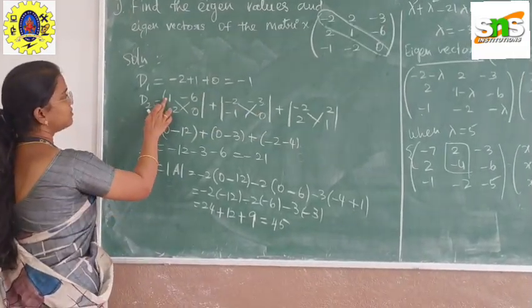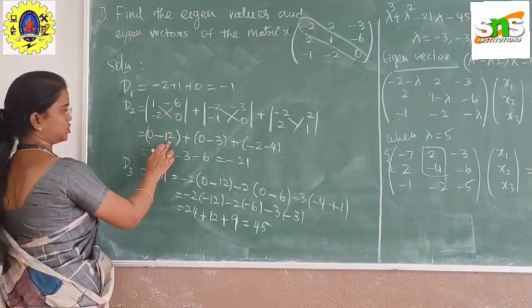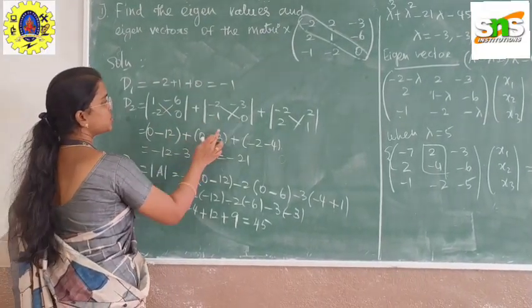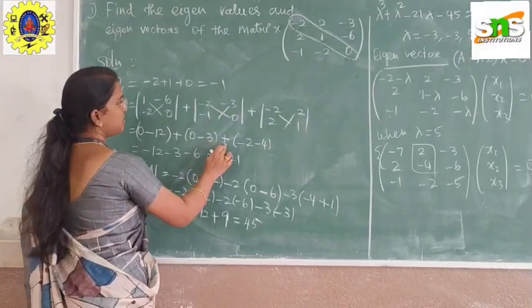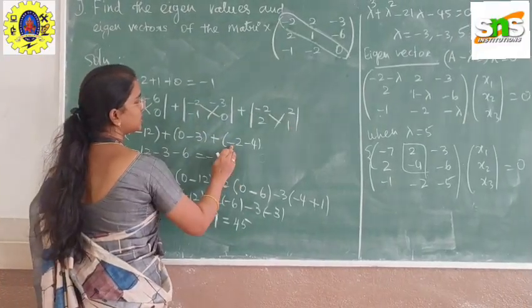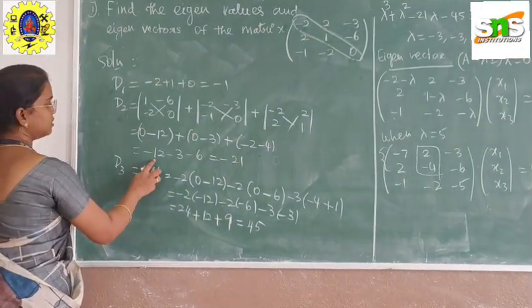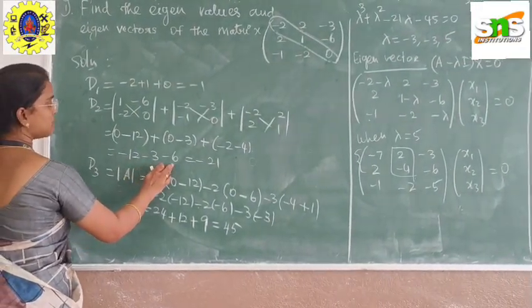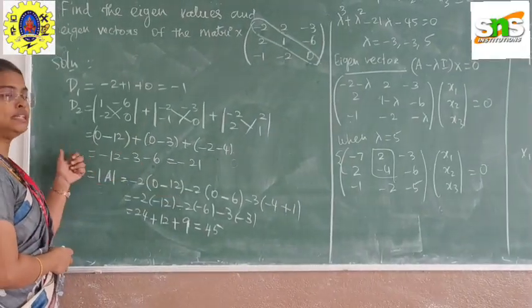For that I am getting 1 into 0 will be 0, minus 2 into 6 will be minus 12, plus minus 2 into 0 will be 0, minus 1 into minus 3 will be plus 3, plus minus 1 into 1 will be minus 1, minus 2 into 2 will be 4. So from this I am getting minus 12, minus 3, minus 6 as minus 21. So minus 21 is the d2 value.